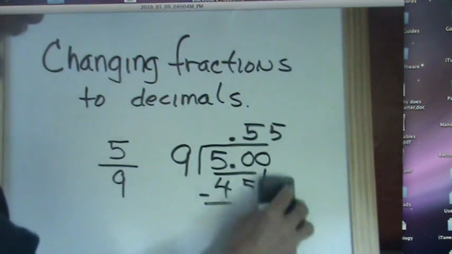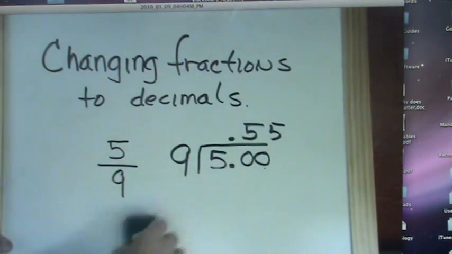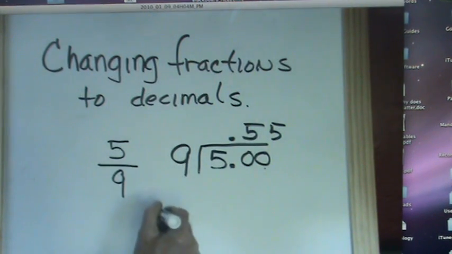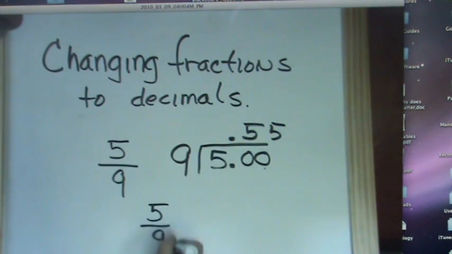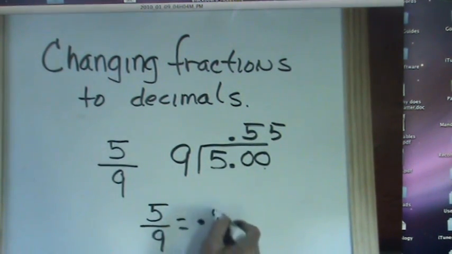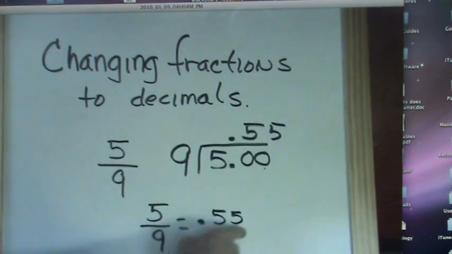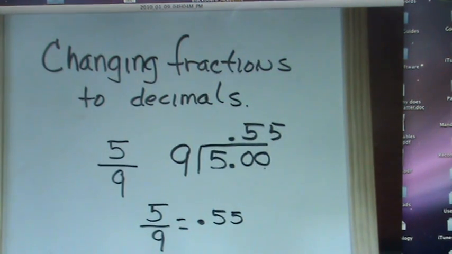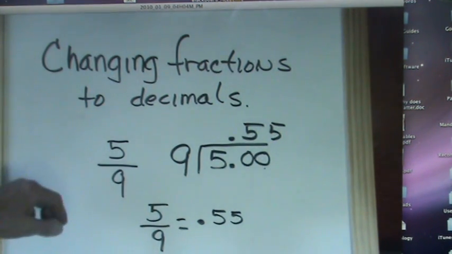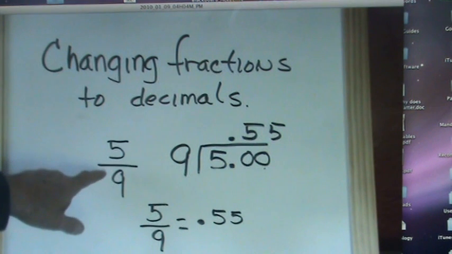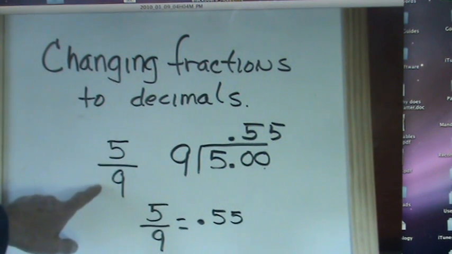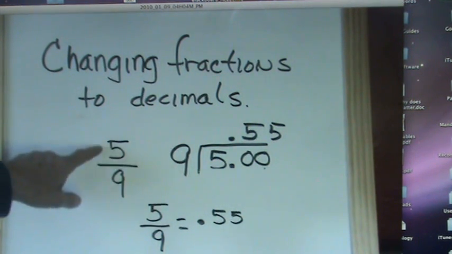So we would say then that 5/9, the fraction 5/9, if I had to change it into a decimal, it would be 55 hundredths, because that's the hundredths place. So again, to change any fraction into a decimal, you divide the denominator, the bottom part, into the numerator.